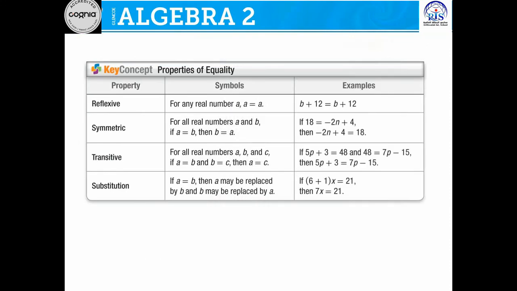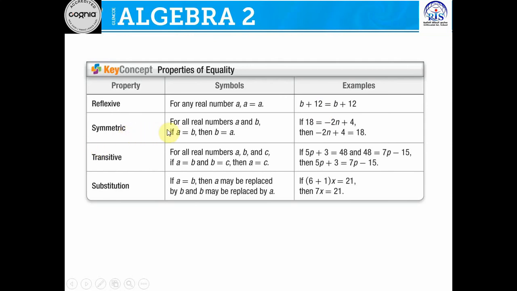Here we have a table. This table shows me some properties, symbols, and examples. What is the meaning of the reflexive property? Reflexive property means any variable or any number is equal to itself, like this: a equals a, b plus 12 equals b plus 12. As you see, the left side and the right side are identical, exactly the same.